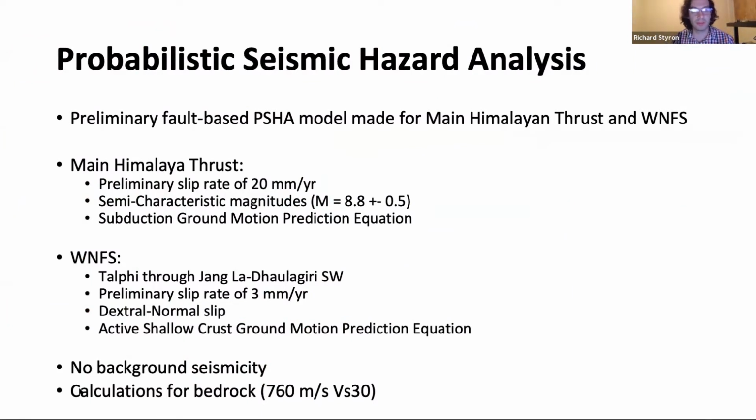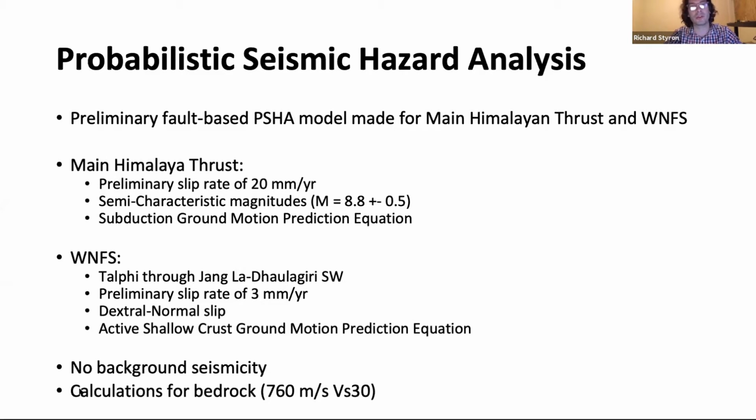So first I'll talk about the probabilistic seismic hazard analysis. We're at a very preliminary stage, and we're making a fault-based model for the main Himalayan thrust and the Western Nepal fault system. Most of the previous PSHA models for Nepal involve distributed area sources instead of having earthquakes localized on individual faults. There's been more recent work by Victoria Stevens and her colleagues at INSET, where they've made a fault-based model for the main Himalayan thrust, but they don't include any of the faults in the upper plate in the Himalayan wedge itself.